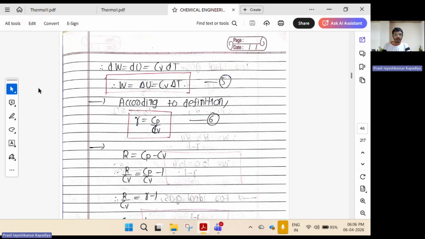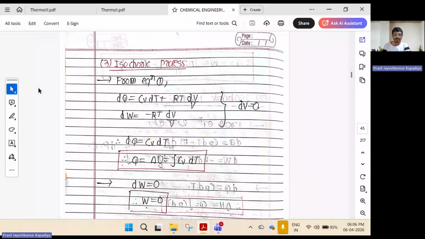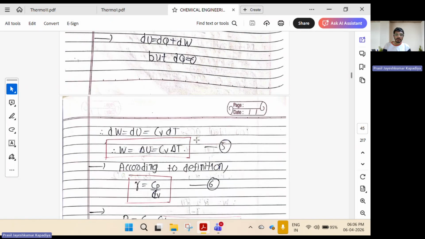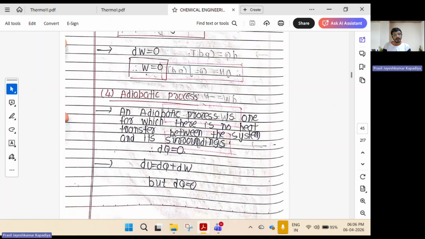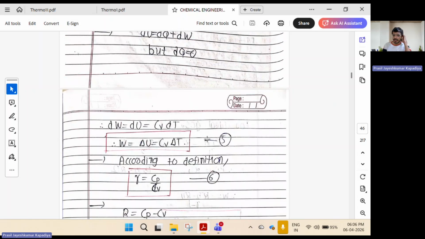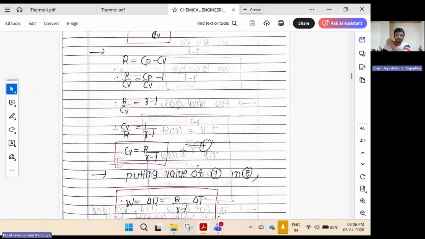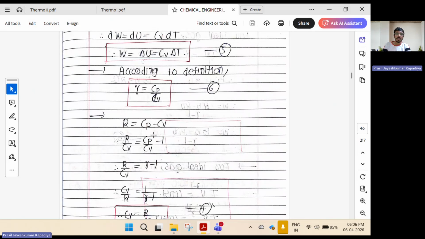There are many ways to derive this equation. For adiabatic process, you know that dq is equal to 0. There is no heat transfer between the system and its surroundings. So dq is equal to 0, so du is equal to dw. For du, what is du? du is always Cv dT. So my w is equal to delta u, which is equal to Cv delta T. And we can also define R as Cp minus Cv. So R divided by Cv is Cp divided by Cv minus 1. So R by Cv is gamma minus 1.